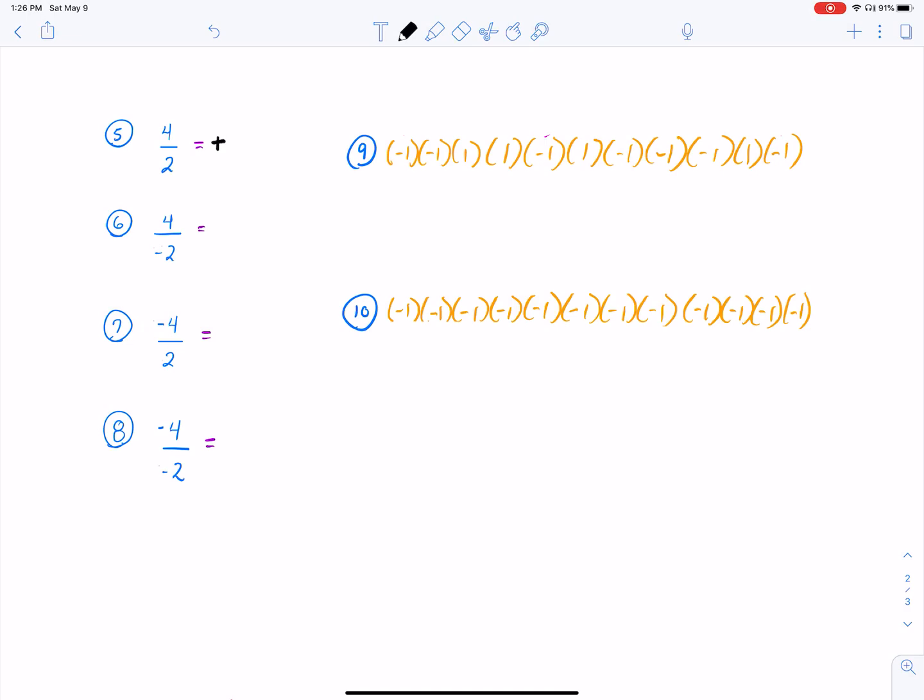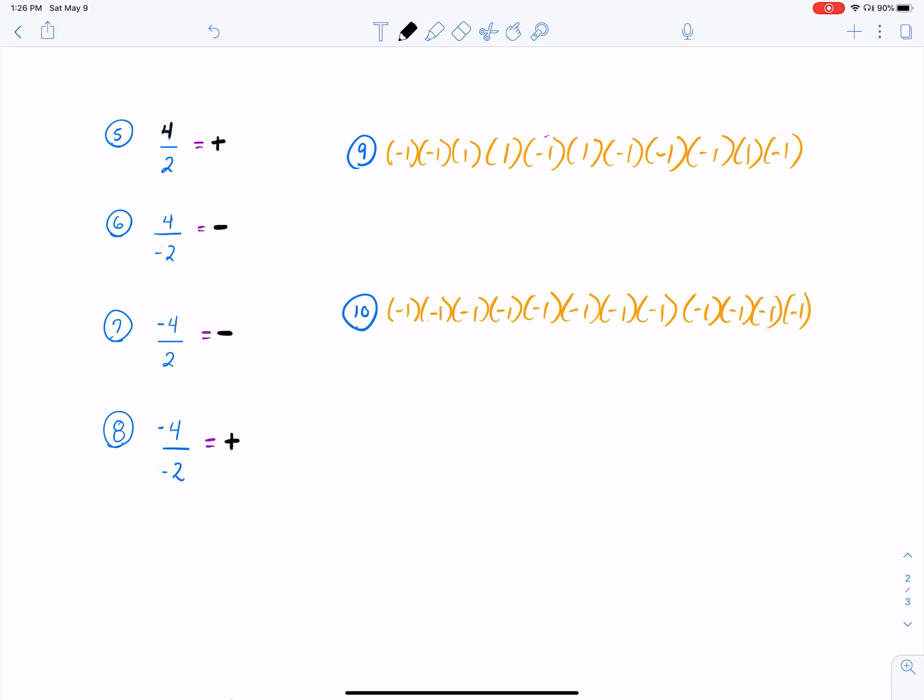On number 6, I have 1 negative. Odd number, answer will be negative. Number 7, I have 1 negative. Odd number, answer will be negative. Number 8, 2 negatives. 2 is an even number. Answer will be positive. Now I just go do what I've been doing all these years.